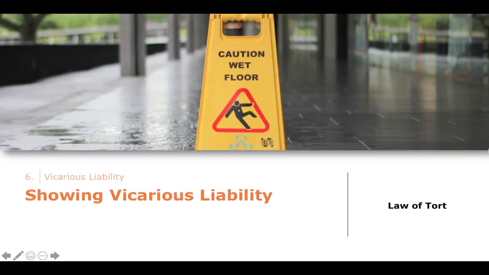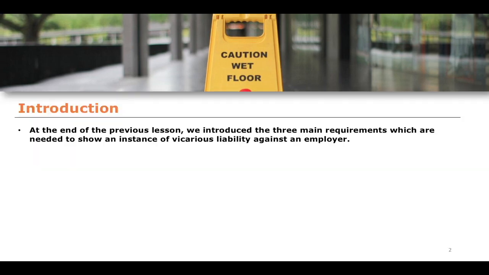Welcome back, everybody, to the law of tort. In this lesson, we are continuing talking about the idea of vicarious liability, looking at the ways in which we can show vicarious liability in particular circumstances. Now, at the end of the previous lesson, what we did was introduce the three main requirements which are needed to show an instance of vicarious liability against an employer. And this lesson, as you would probably imagine, is going to unpack these ideas in a little bit more detail.